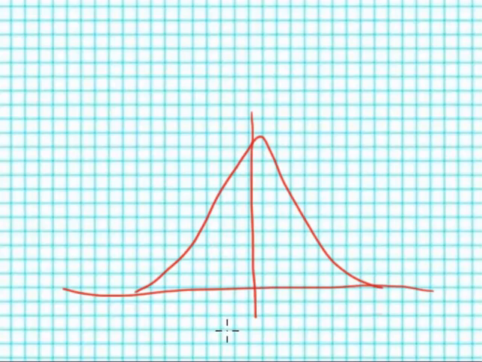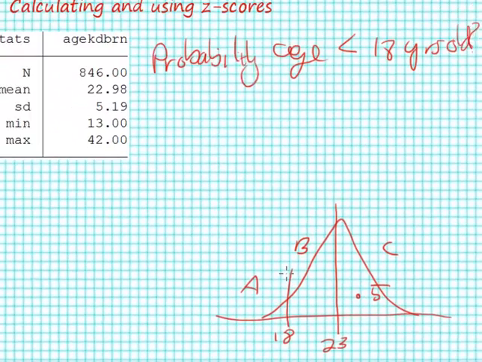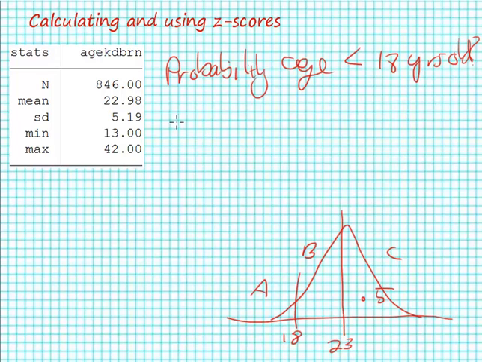I know that this is approximately 23 years old, and we're asking about people who are 18. Again, I'm going to label these areas so I can check my work later. And I know that this area is 0.5, and I need to find the area between 18 and 23. And when I find that area, I then subtract that from 0.5 to get the area less than 18. So like before, our first step is to go ahead and solve for the z-score of a person who's 18 years old.